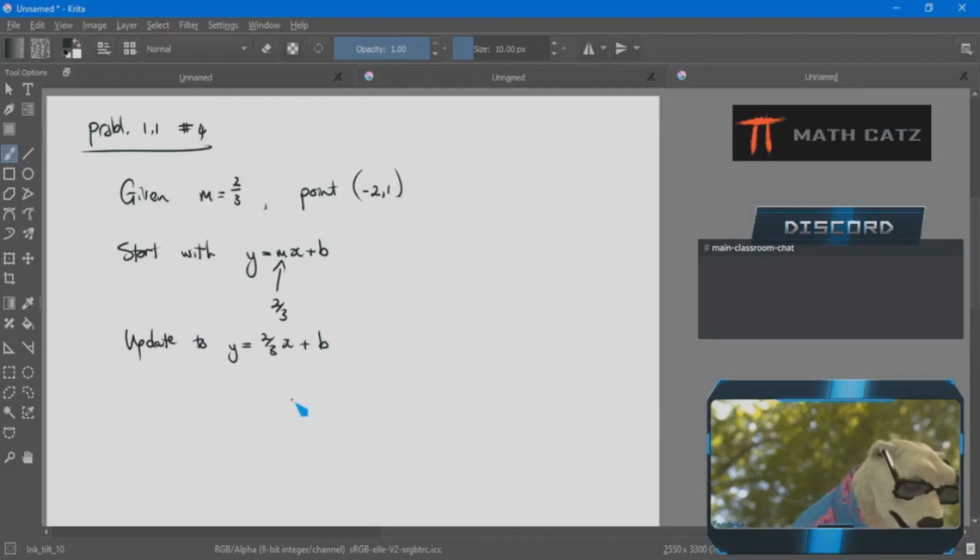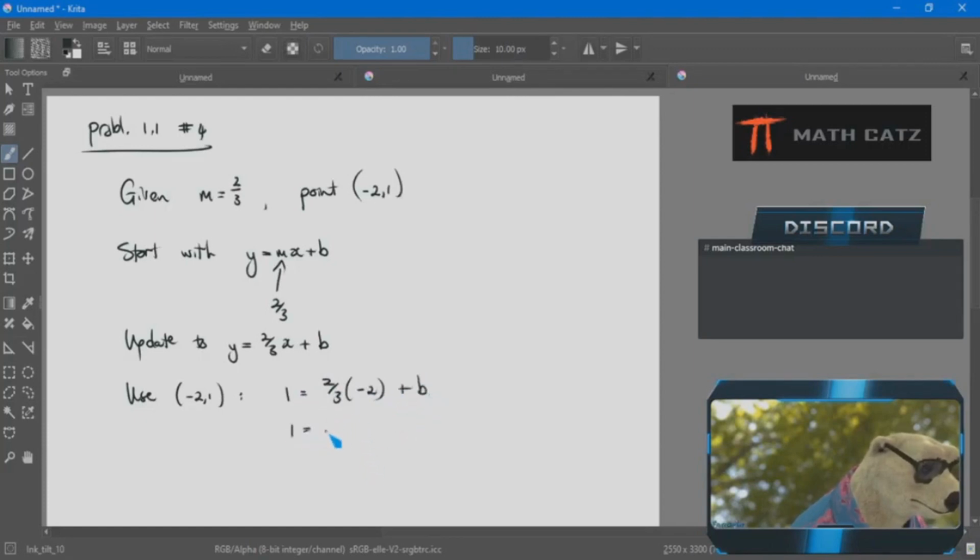Now remember, the slope-intercept form is still an equation, just like the general form was, which means it gives me a relationship between x values and y values. So whenever I plug in an x and a y value pair that is valid, that sits on the line, it has to satisfy the equation. So I can use the point -2, 1 and say, well, when y is equal to 1, x is equal to -2, and that equation has to be true.